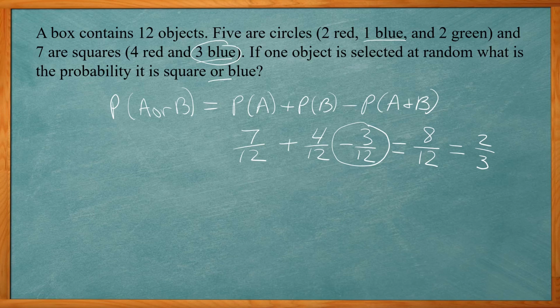Now, why do we need to subtract the 3/12? Because those 3 appeared in this group and that group, so we don't want to double count them. That's why we had to subtract one of the 3's. Okay, so the probability of choosing a square or a blue is 2/3.